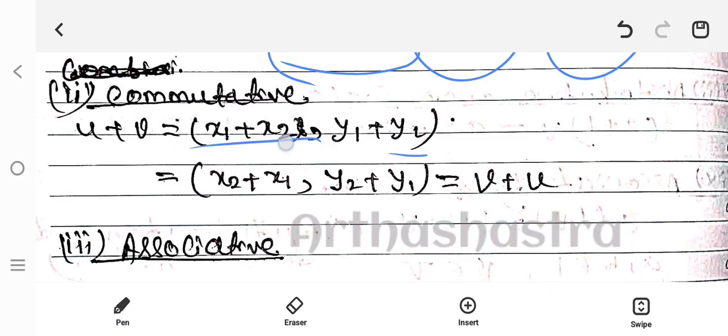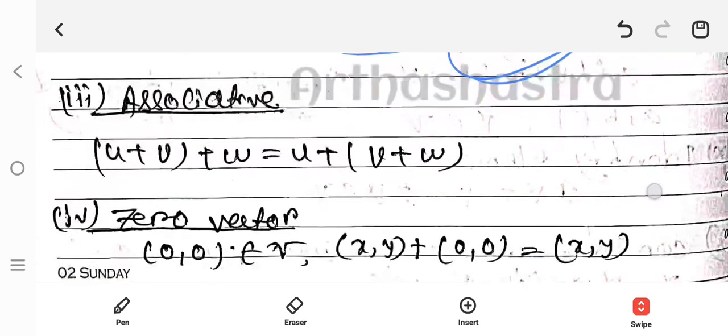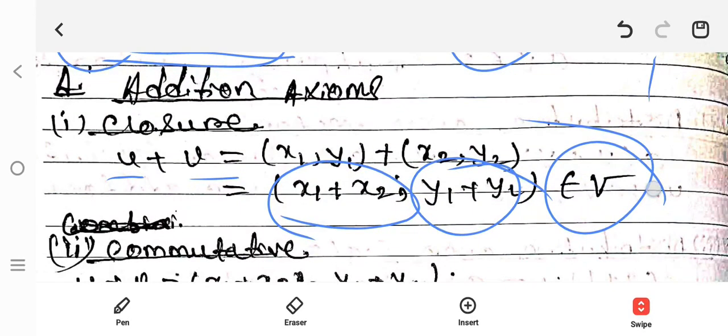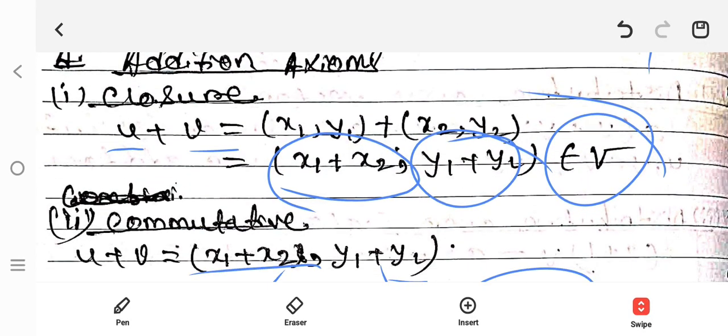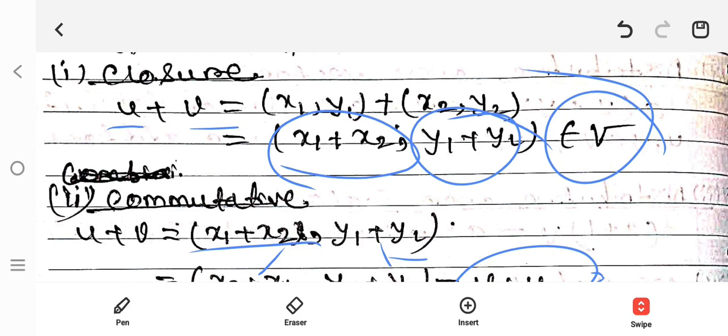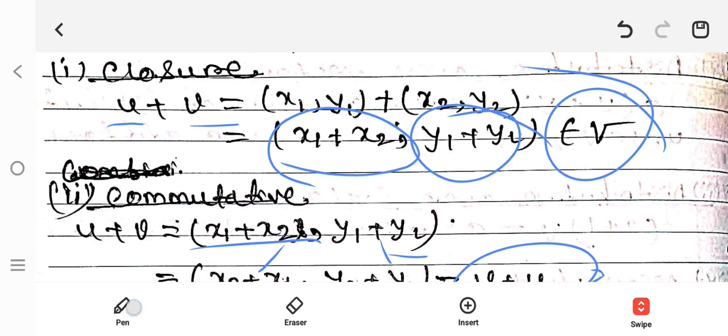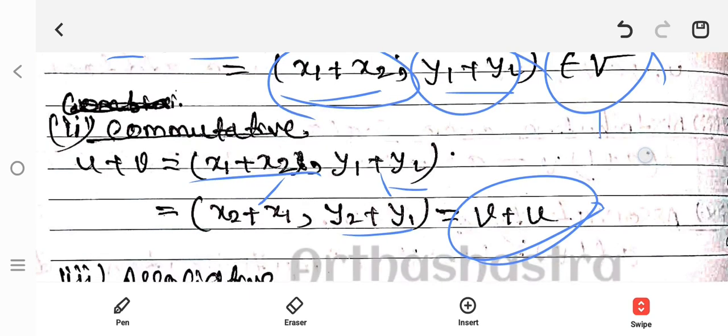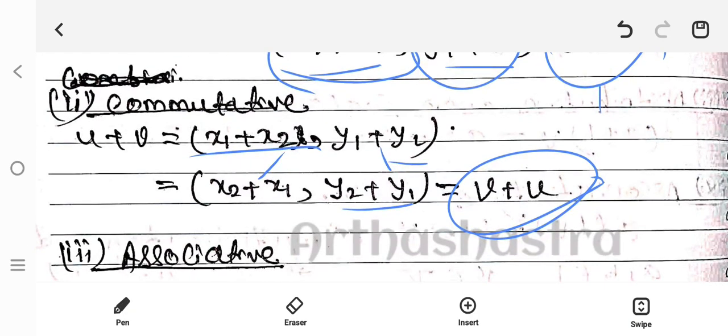And the commutative property, we can write u plus v as (x1 plus x2) and (y1 plus y2), which we can write as x2 plus x1 and y2 plus y1, which is equal to v plus u. So the commutative property holds as a whole. In the economics sense, the closure property is actually combining the production of u and v, which gives another valid production bundle. And in the case of the commutative law, the order of combining the production does not matter here. So u plus v equals v plus u.